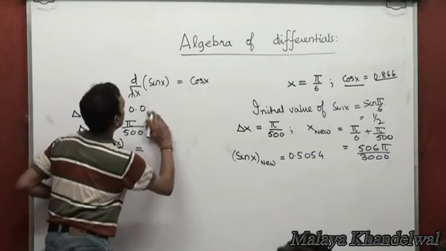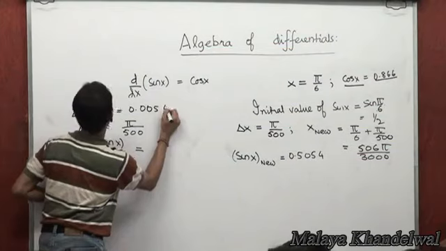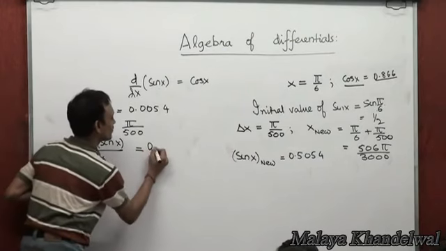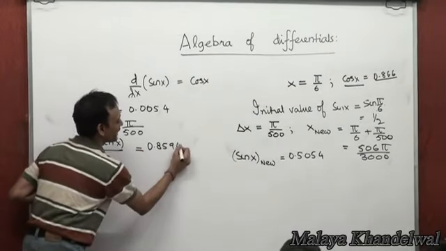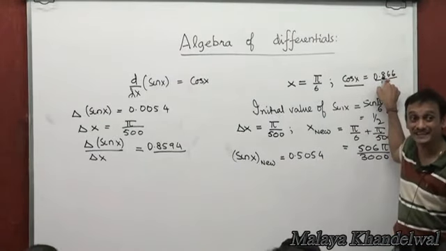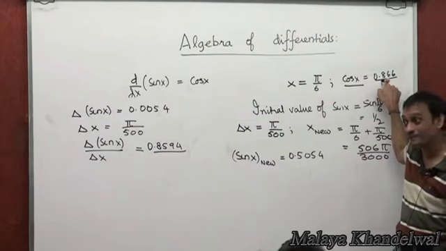0.0054. Right. 0.8592. Hey, do you realize it's now come closer to 0.866? Do you realize this?